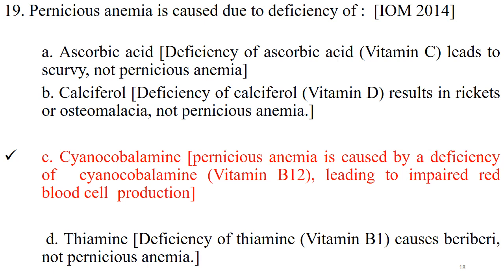And option A, ascorbic acid, is incorrect because deficiency of ascorbic acid leads to scurvy but not pernicious anemia. Similarly, option B, calciferol, is also incorrect because deficiency of calciferol results in rickets but not pernicious anemia. And option D, thiamine, is also incorrect because deficiency of thiamine leads to beriberi but not pernicious anemia.